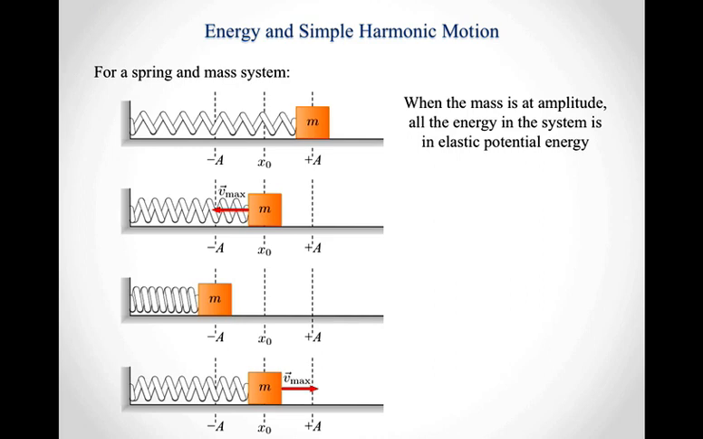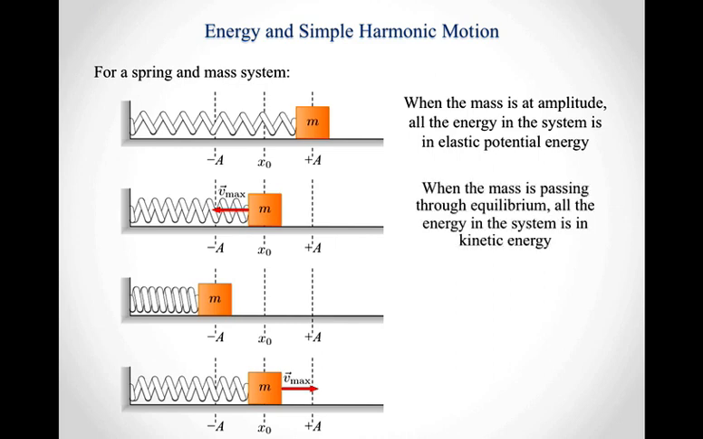Initially, when I pull the mass out and let it go at amplitude, all the energy of the system is in elastic potential energy. Right? At the instant I let it go, the mass isn't moving, zero kinetic energy, so all the energy of the system starts in elastic potential energy. As it comes back through equilibrium, however, all the energy of the system is now in kinetic energy. So when it's at equilibrium, there's no elastic potential energy acting on the mass. All the energy that started as elastic potential energy has now been converted into kinetic energy.